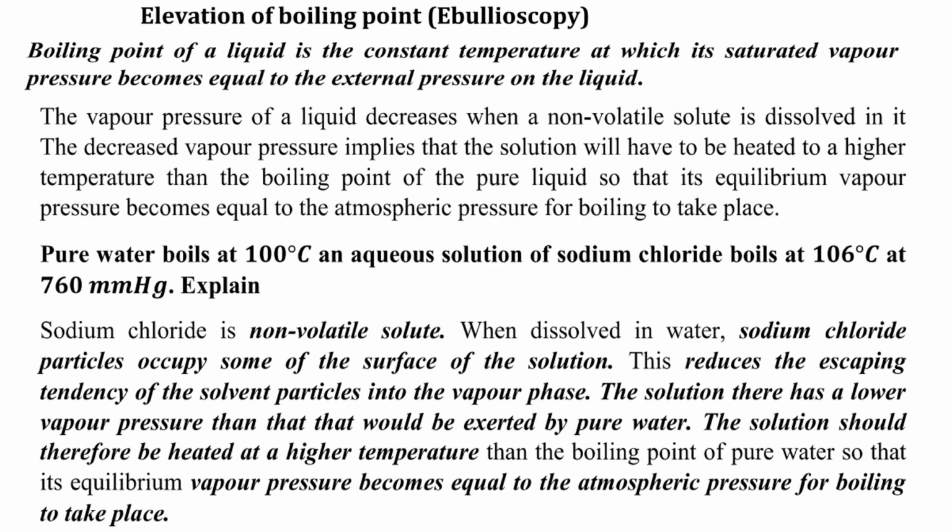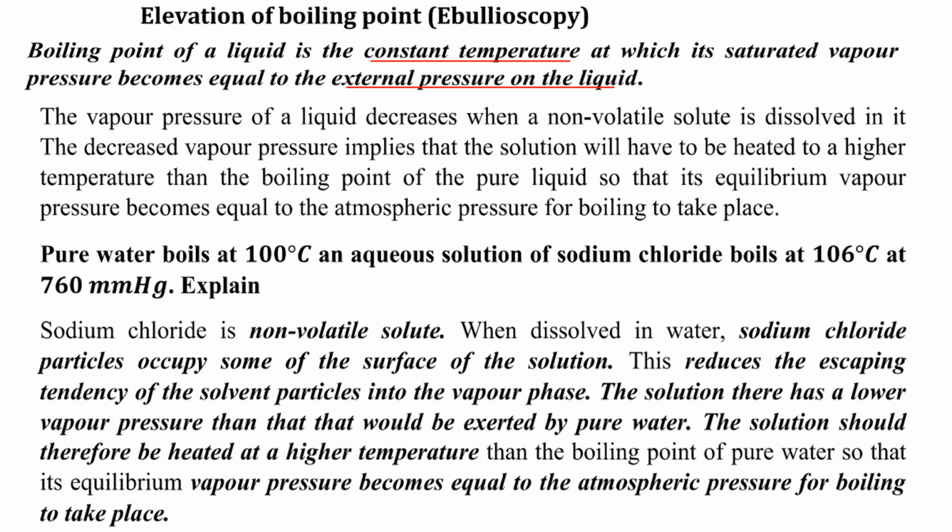Let's look at the elevation of boiling point. Now we are saying that the boiling point of a liquid, for a definition, is going to be the constant temperature. Now this word is very vital. Without this you can't get anything. Boiling point is going to be the constant temperature at which its saturated vapor becomes equal or gets into equilibrium with the external pressure that is present on the liquid.